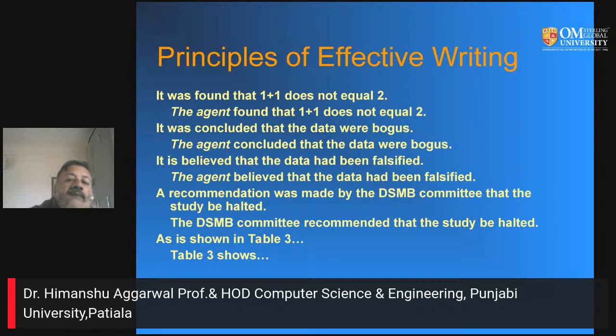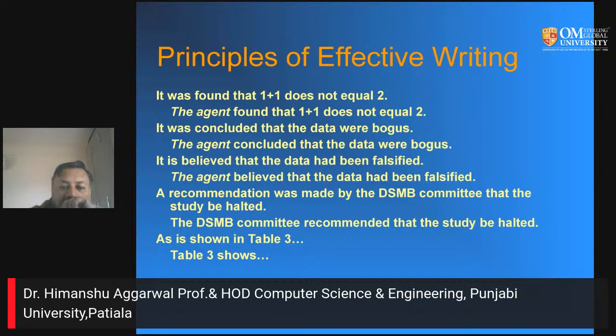It was found that 1 plus 1 does not equal to, the agent found that 1 plus 1 does not equal to, it can be concluded that the data were bogus. So this is a passive tense. Upper one is a passive, lower one is a active. The agent concluded that the data were bogus.